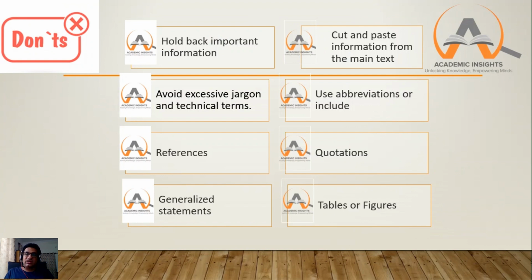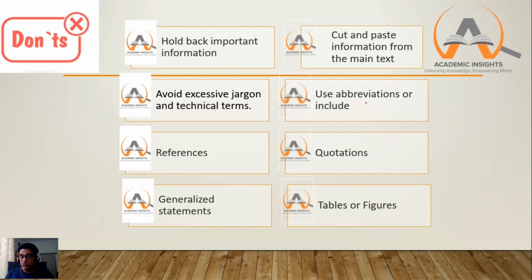Cutting and pasting information from the main text is also a bad practice. We have written the article and we try to cut and paste from the introduction into the abstract. This is a bad practice. And nowadays, we have AI tools for writing. We try to write the abstract through AI and cut and paste from there. This is also not correct, because AI plagiarism detection tools can easily identify whether it is a human-written abstract or AI-written text.